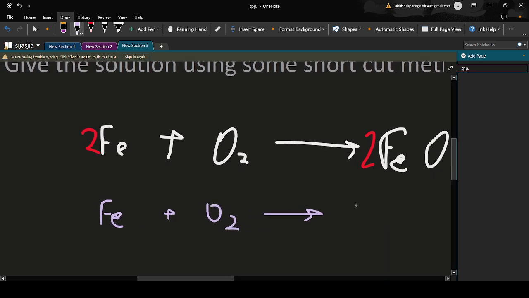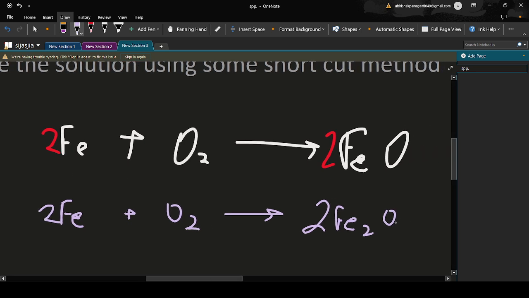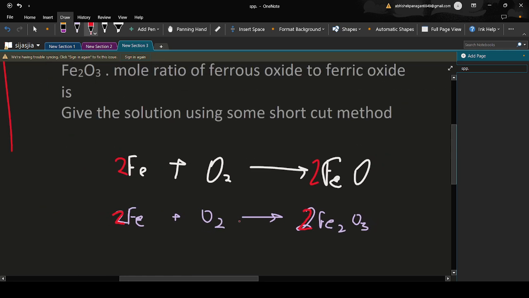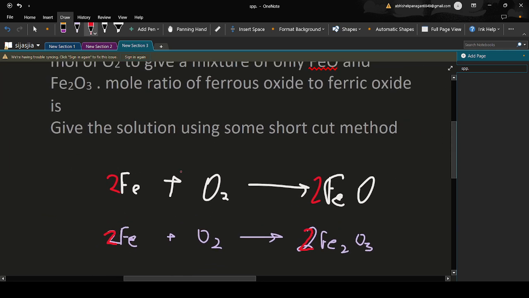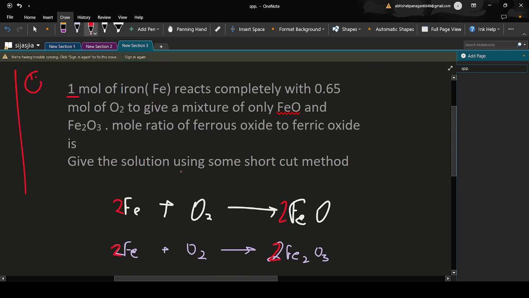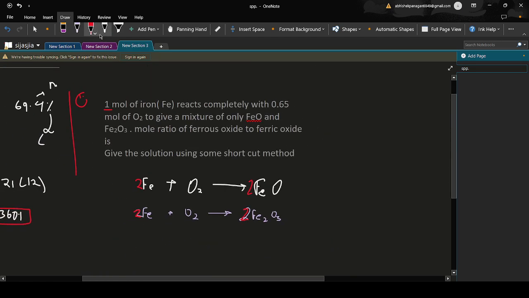O2 gives 2 Fe2O3. Yeah, 2 Fe, because you've got to balance that. Now, this question is pretty brain cracking. You've got to think. In my first try, I never got this one. I had to take up some hint. So this question goes like this.